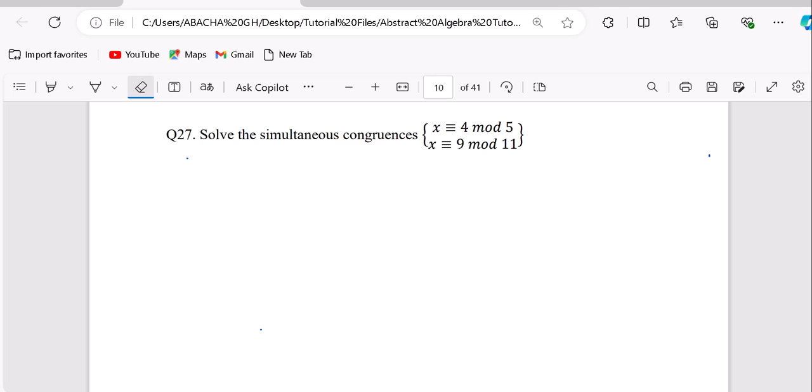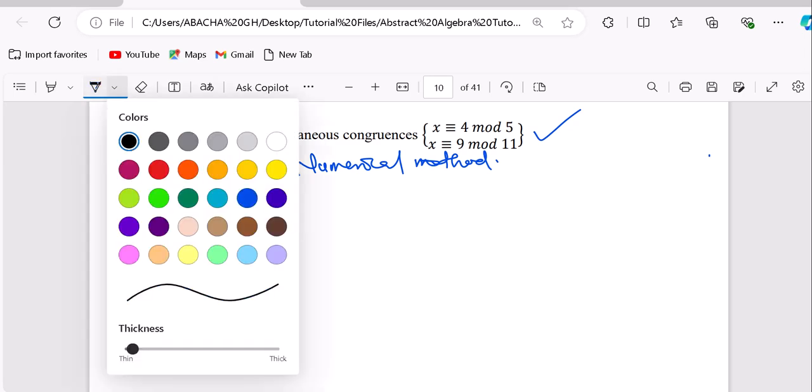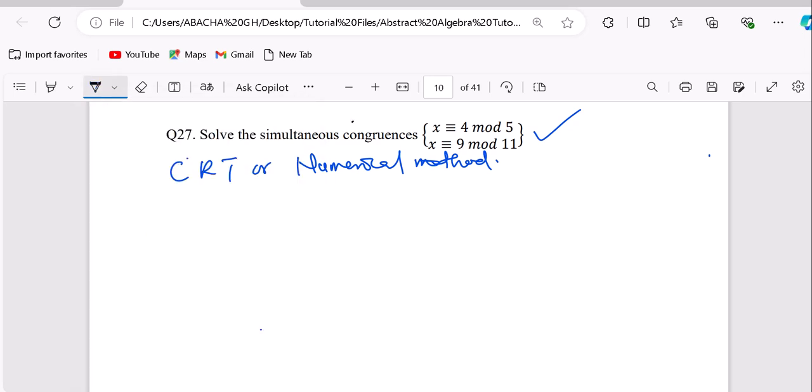We have our second example on Chinese remainder theorem, and it goes like this one here, which you are required to solve. You can solve this using two methods: the Chinese remainder theorem or the numerical method. For me, I will just use the numerical method for this particular question.